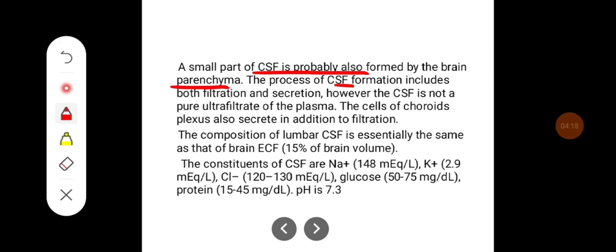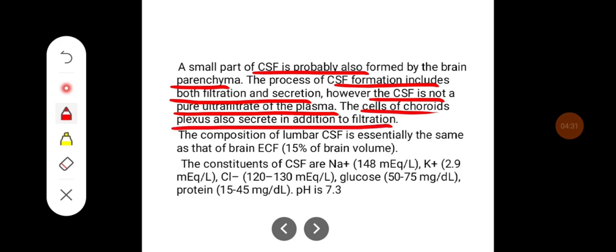The process of CSF formation includes both filtration and secretion. However, the CSF is not a pure ultrafiltrate of the plasma. The cells of the choroid plexus also secrete, in addition to filtration. The composition of lumbar CSF is essentially the same as that of brain ECF, extracellular fluid, which is nothing but the 15% of the brain volume.